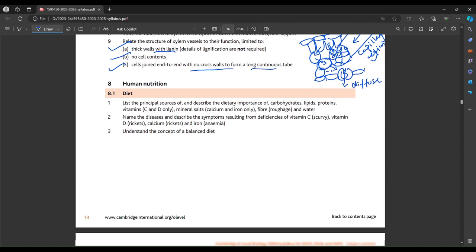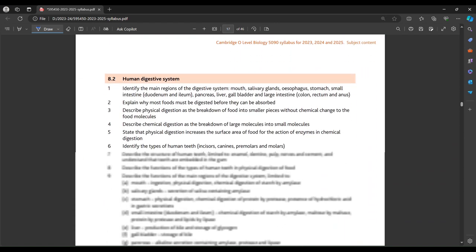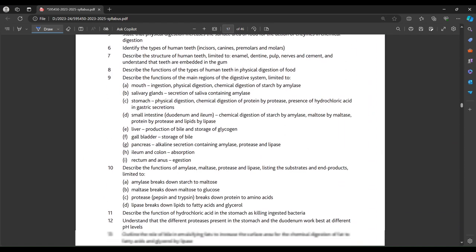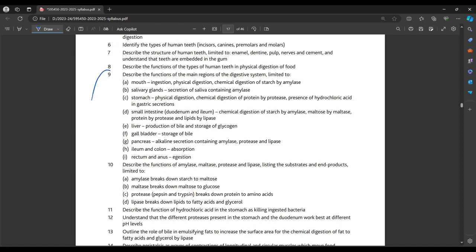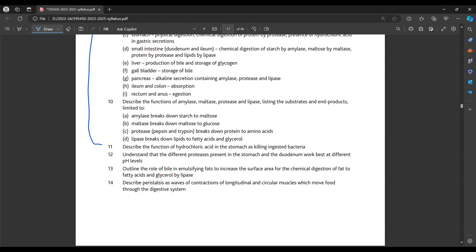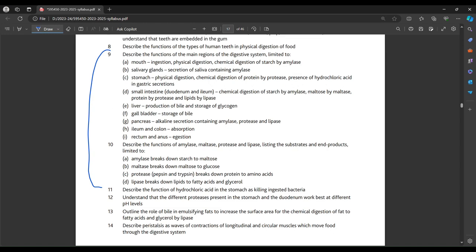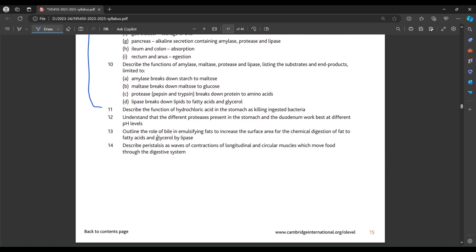Okay. Now, diet, you should know about vitamin C and D, calcium and iron, carbohydrates, lipids and protein. Then the human digestive system, it is a very important chapter. The whole digestion is very important. And then, what is the role of bile? Does bile contain any enzyme? No, bile does not contain any enzyme. Bile only emulsifies fats, that is, it breaks down the big fat globules into smaller fat particles in order to increase the surface area to volume ratio for the action of enzymes.